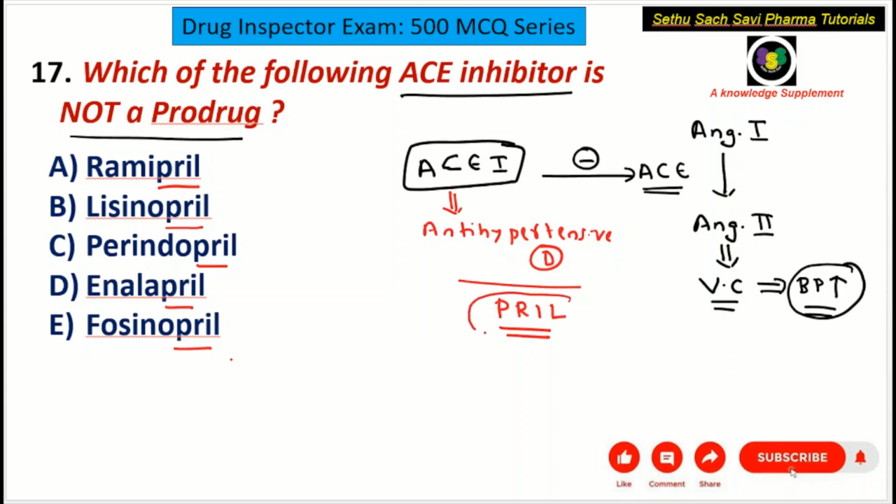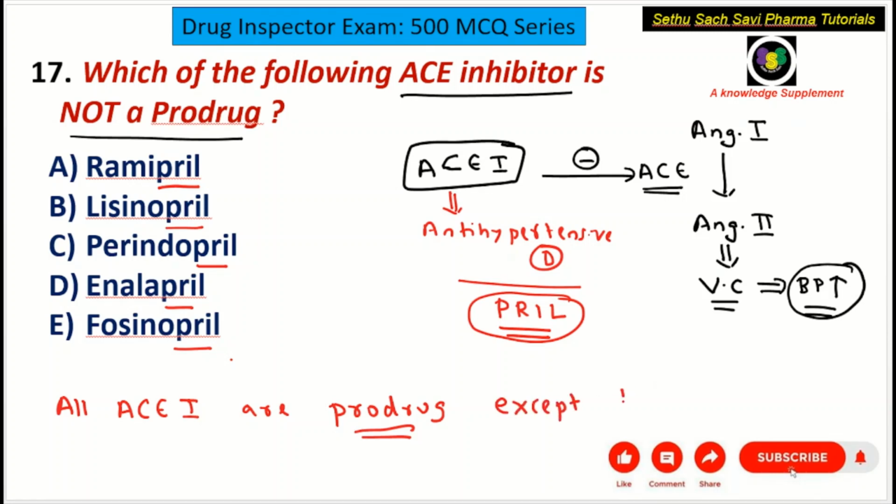They are PRIL drugs, and they are all prodrugs. You need to remember this mnemonic: all ACE inhibitors are prodrugs. That means they are inactive. They have to be converted in the body to the active form. So all ACE inhibitors are prodrugs, except there are two exceptions, except LC.